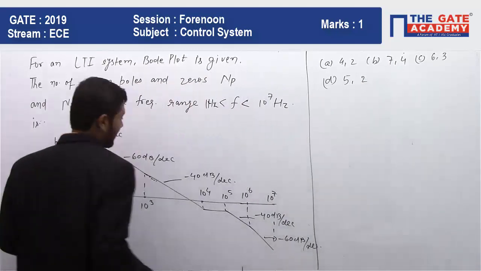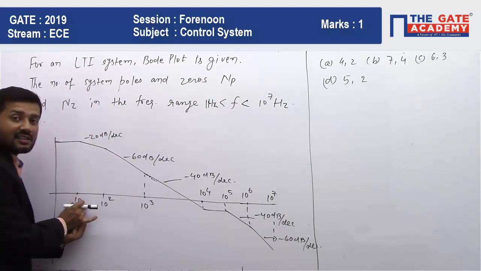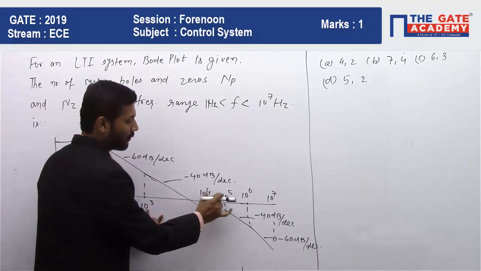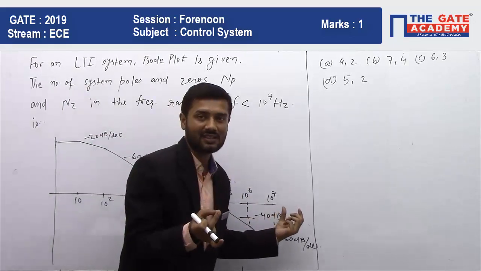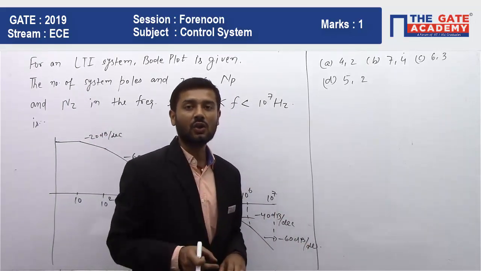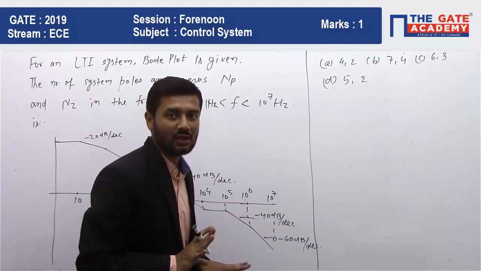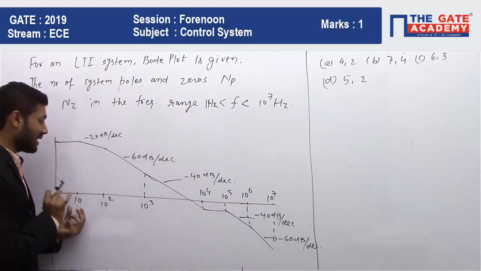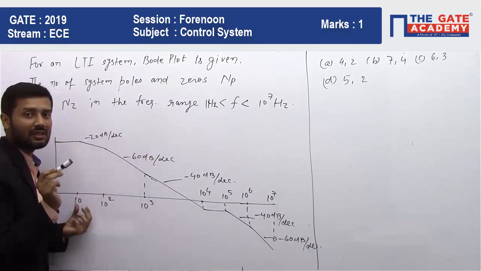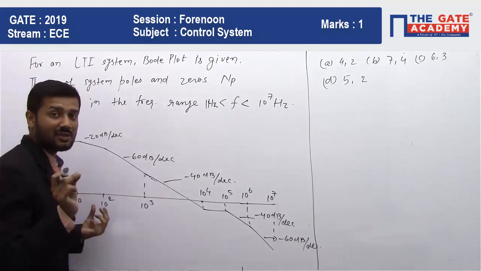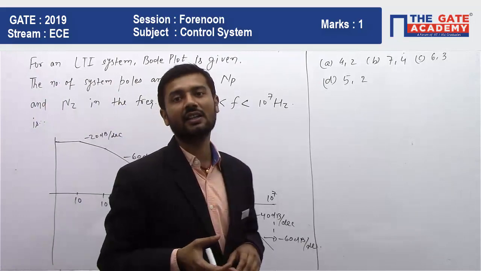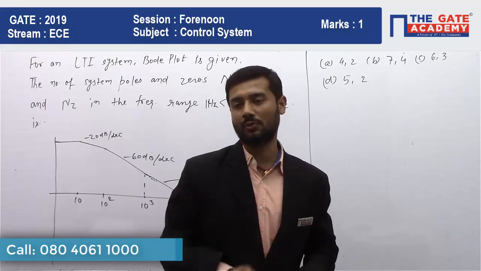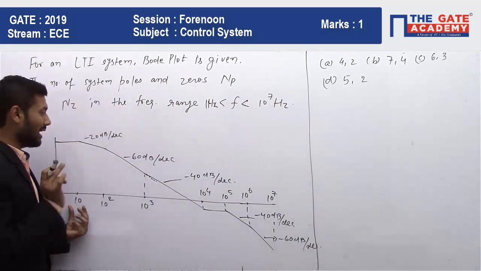So we can see here this 10 is a corner frequency, this 10 square is also a corner frequency. In this way, all of 10 to the power 3, 10 to the power 4, 10 to the power 5, 10 to the power 6 and 10 to the power 7 are corner frequencies. So at a corner frequency, we will get poles and zeros depending on the slope of the system. At 10 Hz, the slope of the system is minus 20 dB per decade. We all know that all poles will contribute negative slope and all zeros will contribute positive slope. So for this 10, we will have one pole.